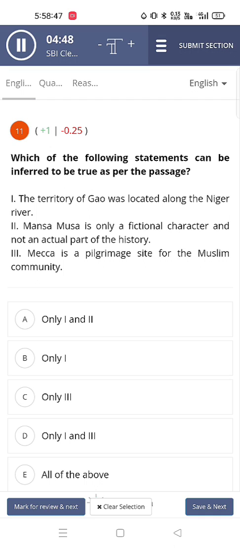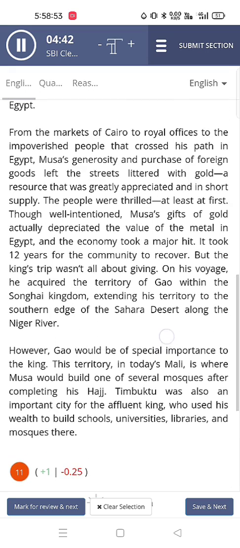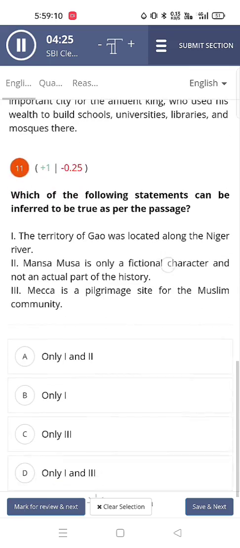Which of the following statements can be inferred to be true? The territory of Gao was located along the Niger River. So Gao was mentioned here: Gao within the Songhai kingdom, extending his territory to the southern edge of the Sahara district along the Niger River. Yeah, Gao was located along the Niger River, it is true.